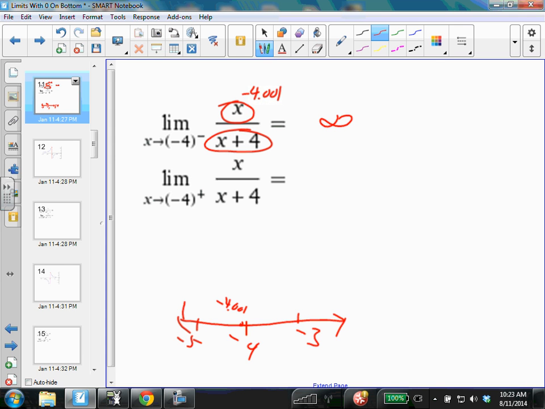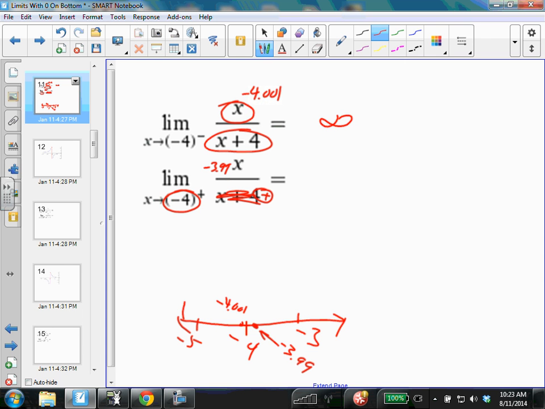Now to the right of 4, so over here on the right-hand side of 4, you'll get some number like negative 3.99. So when you take negative 3.99 and you add 4, what kind of number are you going to get out? A very small positive. Okay, so now on bottom we have a really small positive number. And then up top we're subbing in the negative 4 or something really close to it. We can still use the negative 3.99, right?